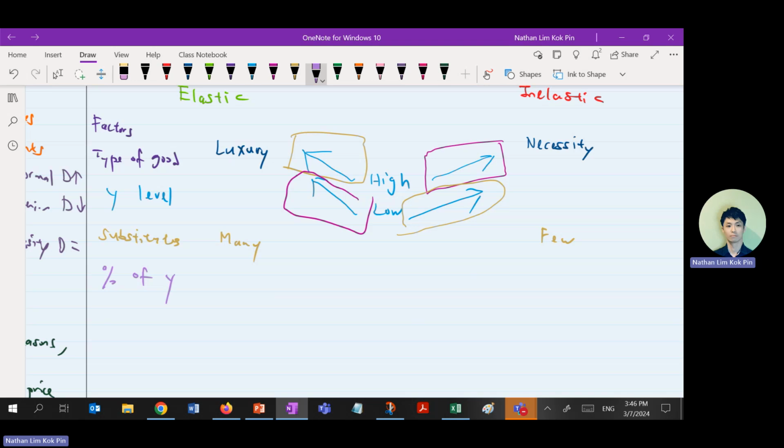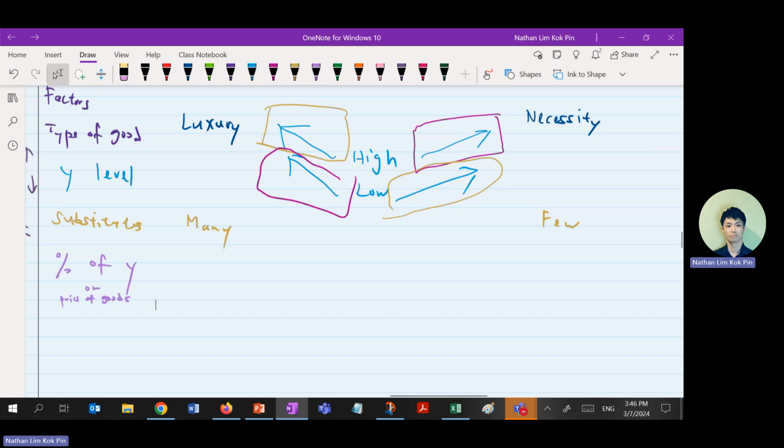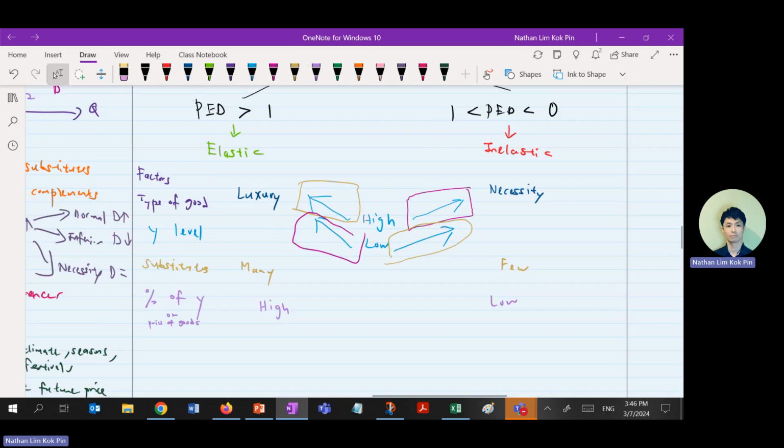Percentage of income is also similar to price of the goods, but I try not to write price of the goods, so I might make my price of good very small. Okay, in case you want to use it, but I don't encourage, so I make it very small for you. Okay, price of goods. So percentage of income, if it's high percentage of income of the good, it is very elastic. If it's low percentage of your income, it will be inelastic. Okay.